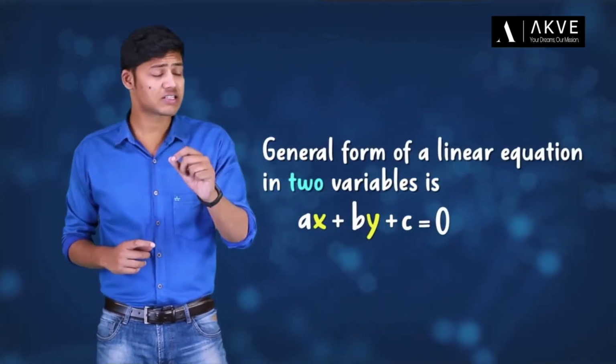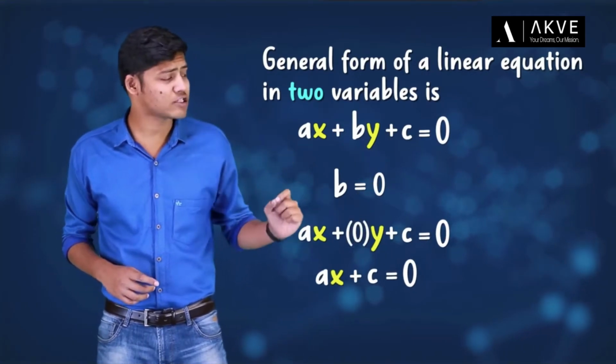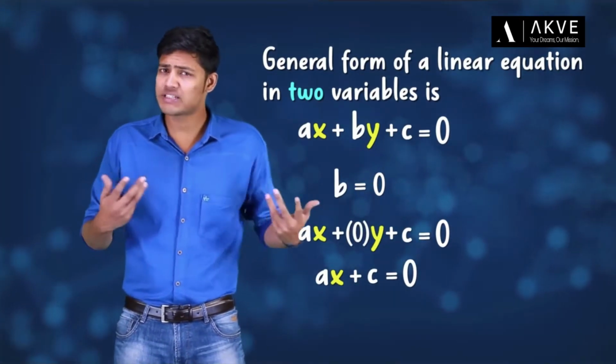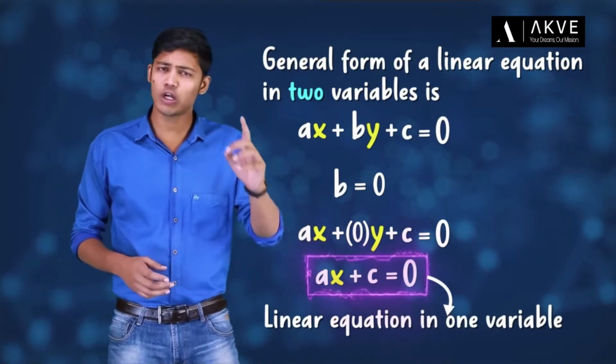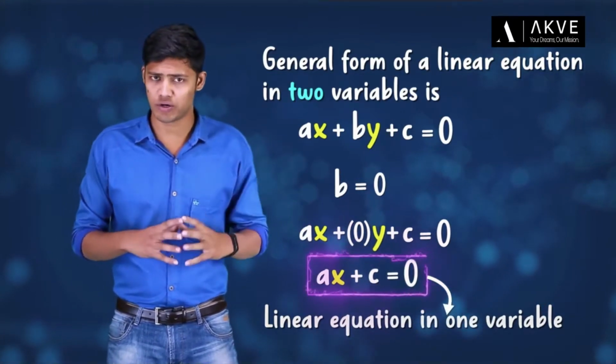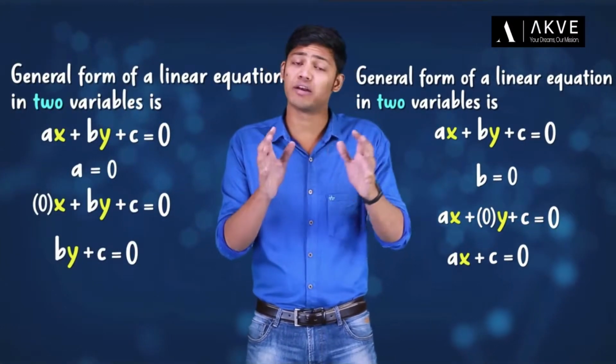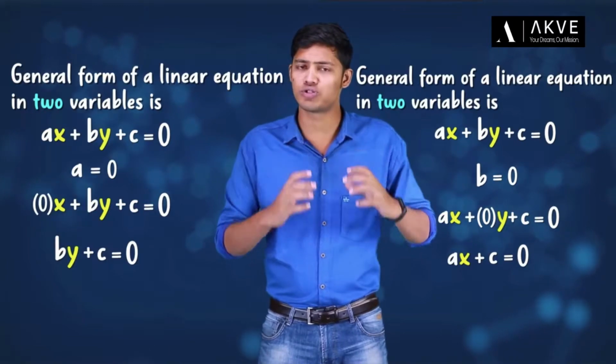Similarly, if we consider b equal to 0, then the equation will be ax plus c equals to 0, which is again a linear equation in only one variable, as x is the only variable. So this is the actual reason why the constants a and b should never be equal to 0.